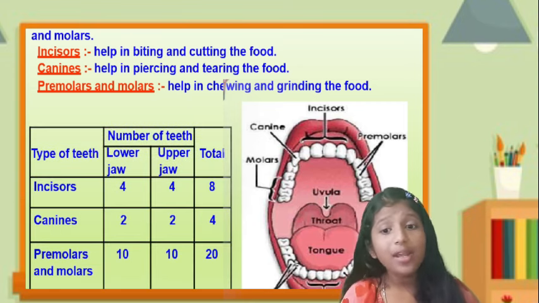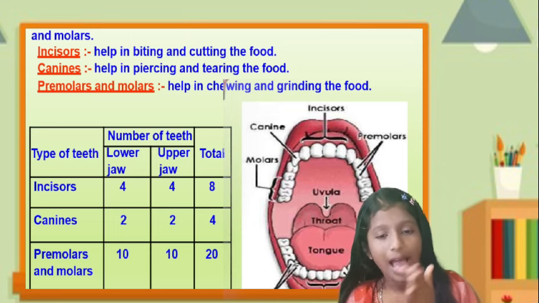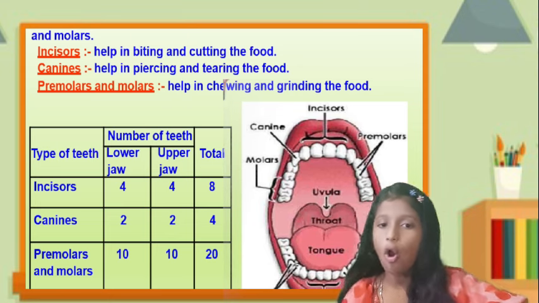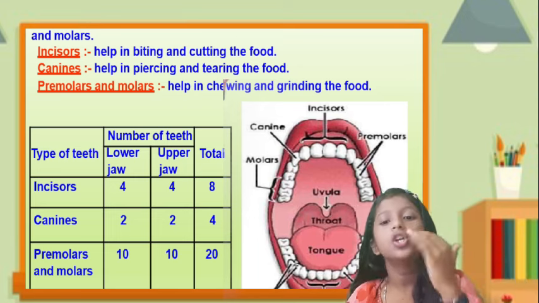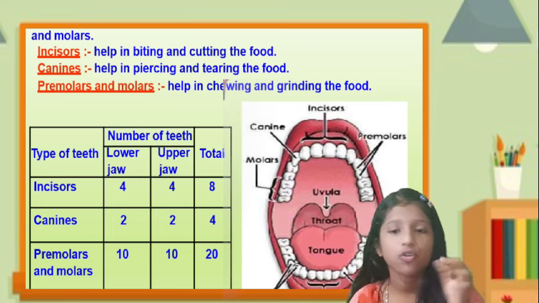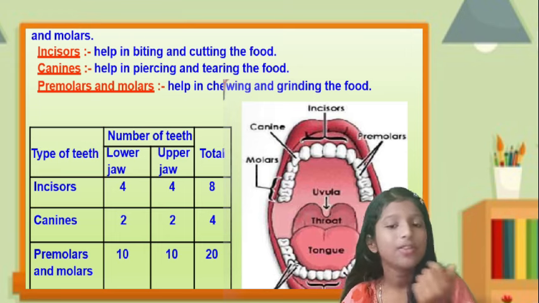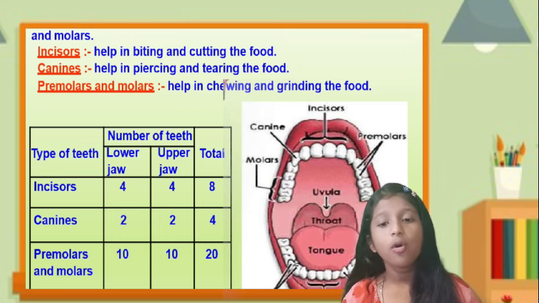Okay, how many are they? We will learn the types. I'm giving you the types of teeth: lower jaw, upper jaw, total number of teeth. Incisors: there are 4 teeth in the upper jaw and also 4 in the lower jaw. Here 4, total there are 8. Canines: there are 2 here, means up and down, total 4.